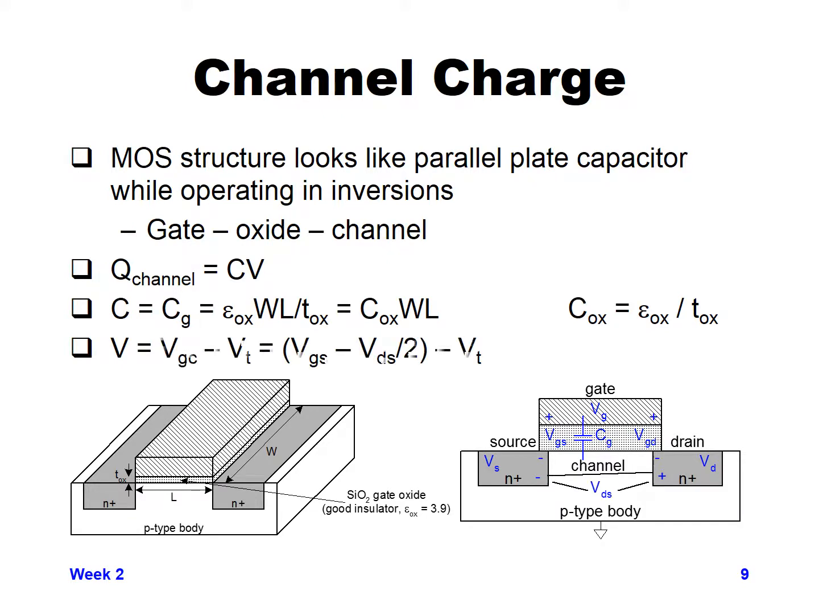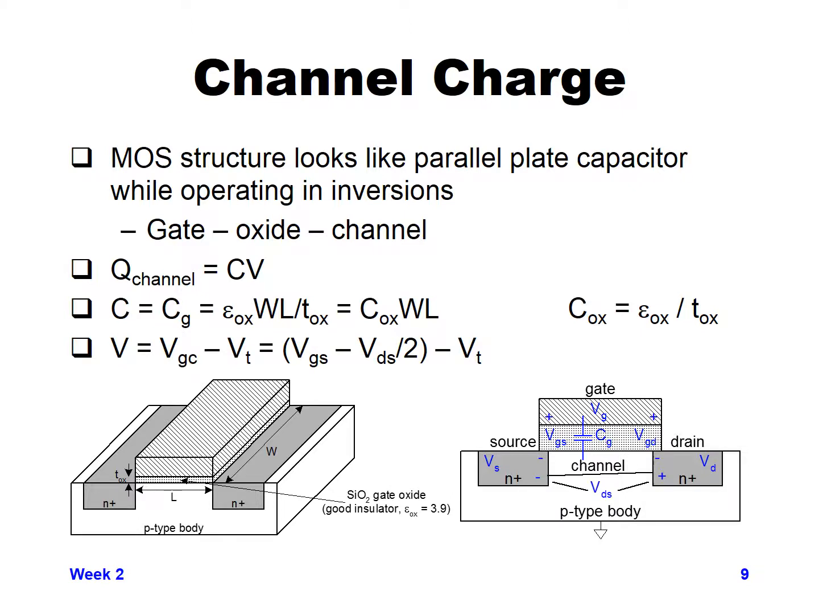Now the voltage across the gate to channel, or the voltage for your capacitor itself, is VGC minus VT. The reason for that is the gate to channel voltage only starts creating an inversion region after you've depleted the P carriers. So you need to get up to at least VT to get your depletion region, and once you're past VT, you get your inversion region. That's why your voltage is VGC minus VT.